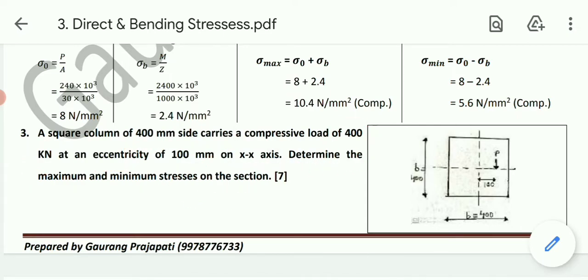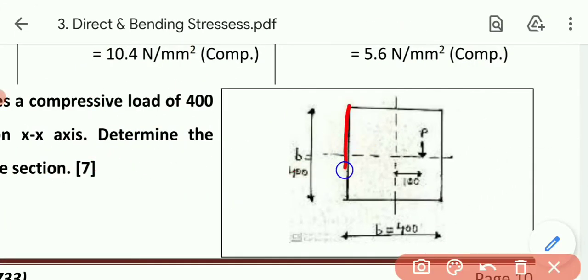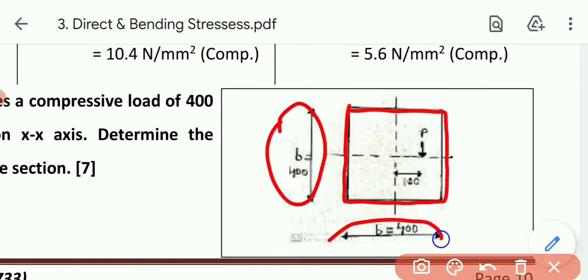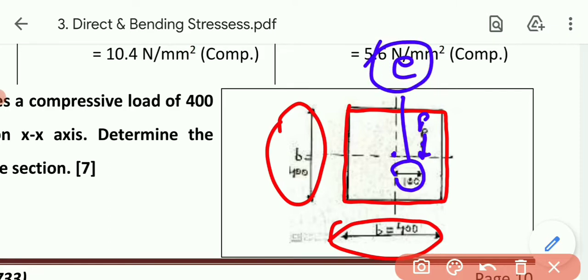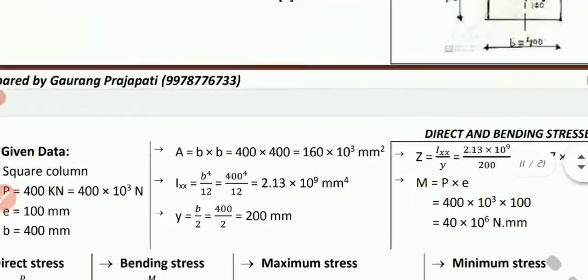Okay, now they have not given us the figure, so first of all we need to draw the figure. Say a square section is there of 400 cross 400 mm. Now any force P is acting over here, at a distance of 100 mm from the centroidal axis. So this will become my eccentricity. Clear? And load is also given to us, 400 kilonewton. And we need to calculate sigma max as well as sigma minimum. So we have done it in the previous example also, we will do the same way in each and every example.